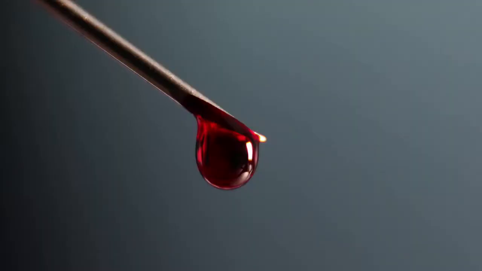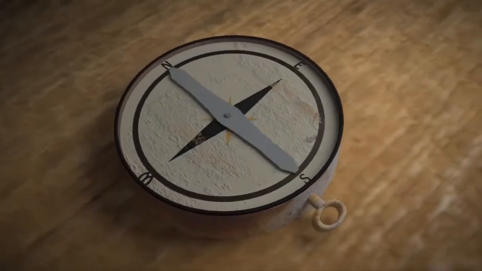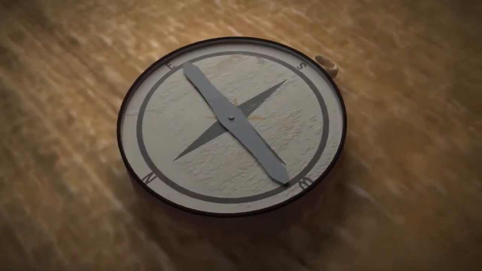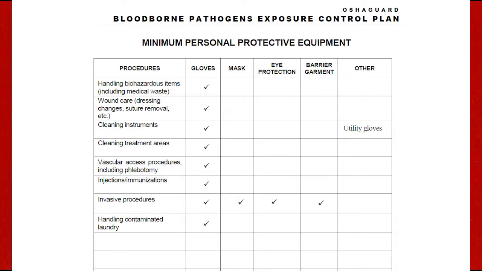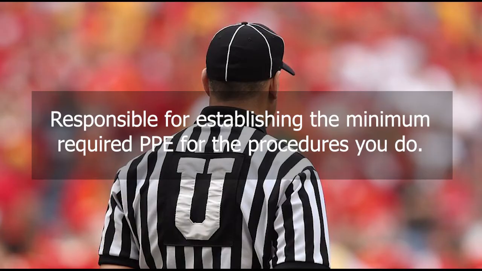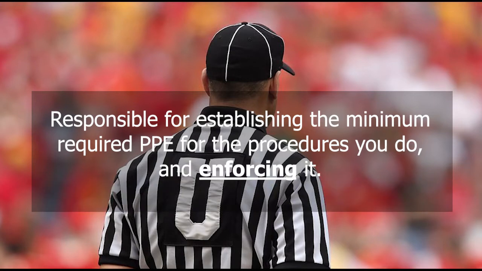Keep in mind, this is personal protective equipment as it relates to the Bloodborne Pathogen Standard. Every facility's risk of exposure will vary depending on the types of procedures you do. Your safety and health officer has determined the minimum required PPE for the tasks you perform. This page is located in the exposure control section of your OSHA manual. This is the schedule of minimum required PPE for the tasks you perform. Your employer has a responsibility to not only establish the minimum to keep you safe, but to enforce that it's actually worn. So set realistic PPE requirements.